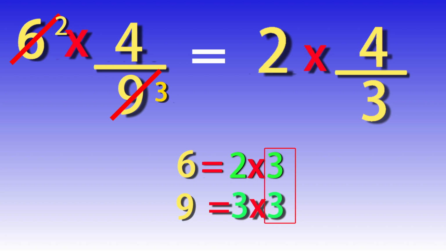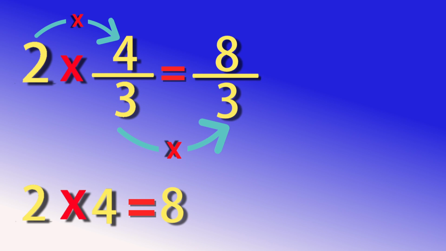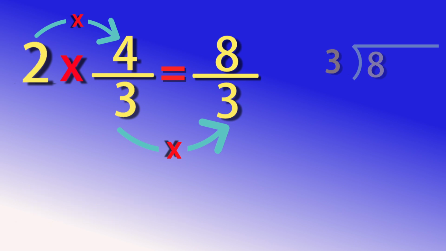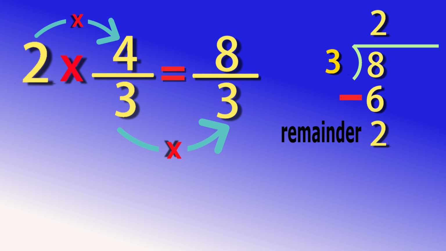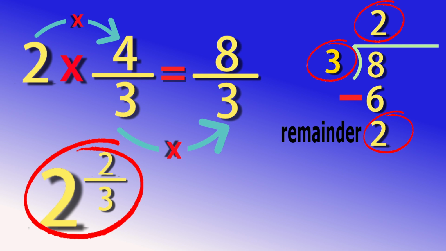Now that everything is simplified and cancelled, using the initial method, we multiply the whole number by the new numerator. So 2 times 4 equals 8, and then we take the denominator and put it on the other side under that result. So our new fraction is 8 over 3. We can now solve this as a division problem. 3 goes into 8 2 times, leaving a remainder of 2, which goes over the denominator. So 8 over 3 can be rewritten as 2 and 2/3, which is the same answer we obtained before.